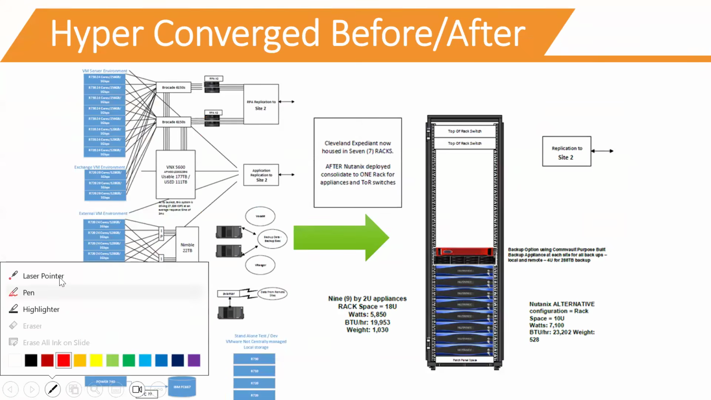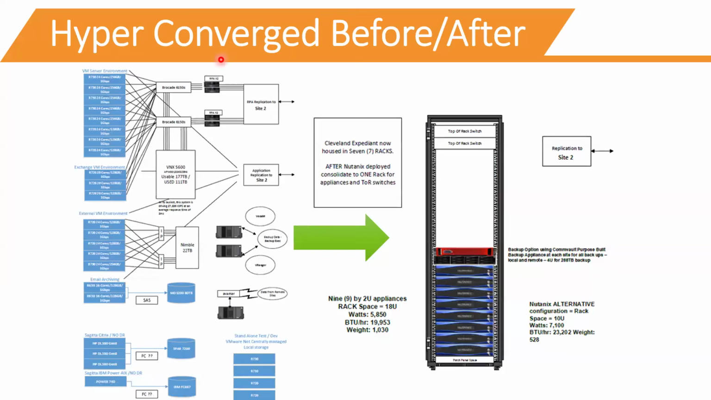If you see before HCI, your environment looks like this. You may have a couple of servers, then a storage switch like Brocade, connected to the SAN controller, and then you have a site application to the site two. So this is one site. Similarly, you may have another site deployed on the DR side. So you can see how complex it is, right?